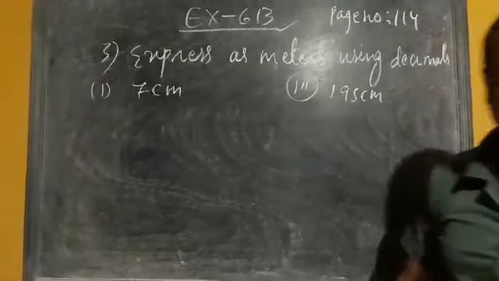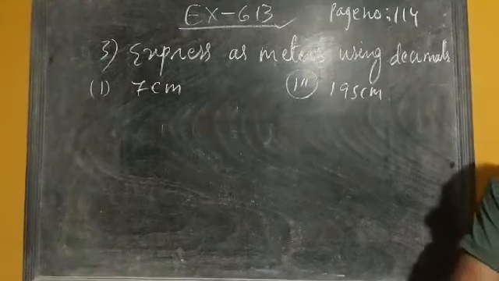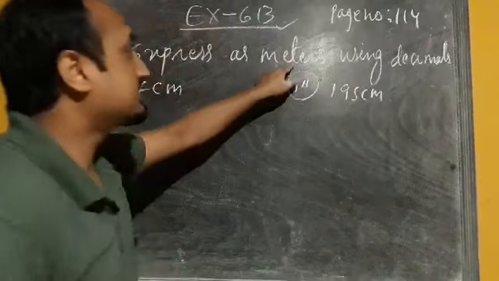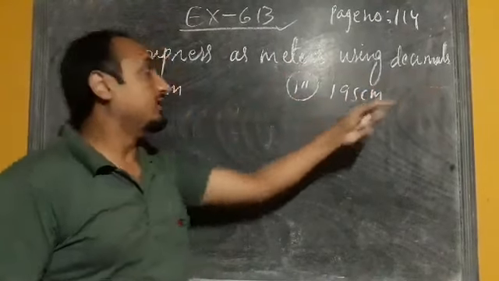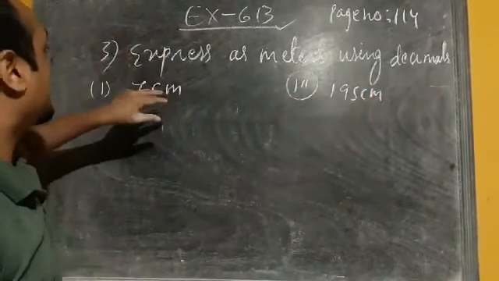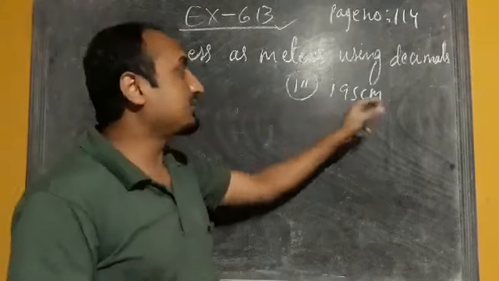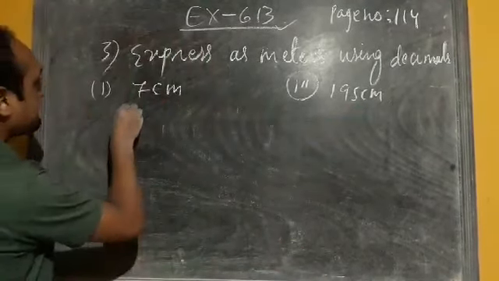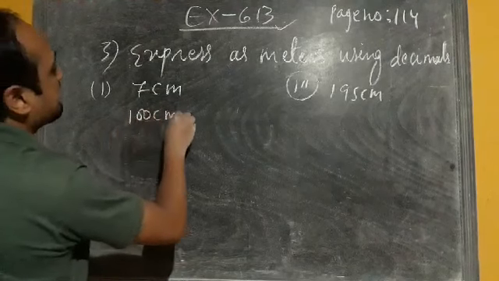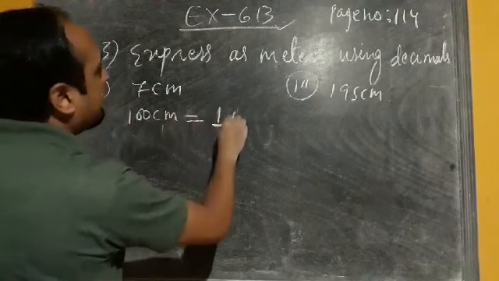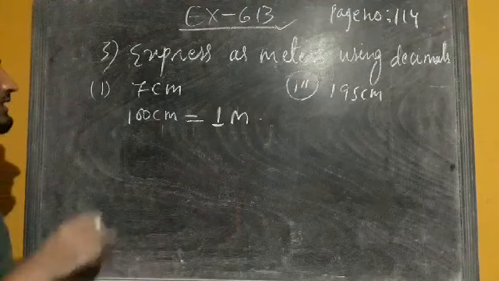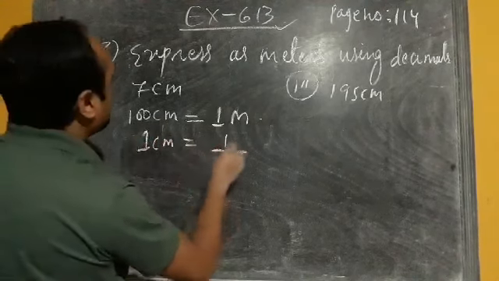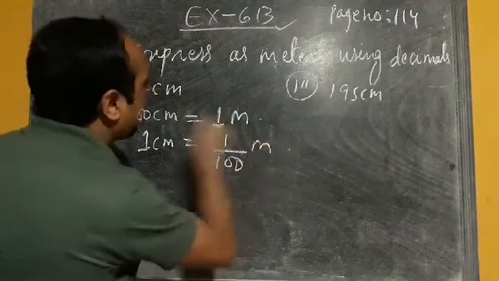Okay, next we have question number 3: express as meters using decimals. Given in centimeters, we have to convert into meters. So we know that 100 centimeters equals 1 meter. So 1 centimeter equals 1 by 100 meter.